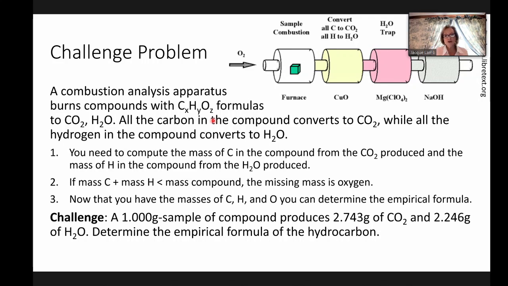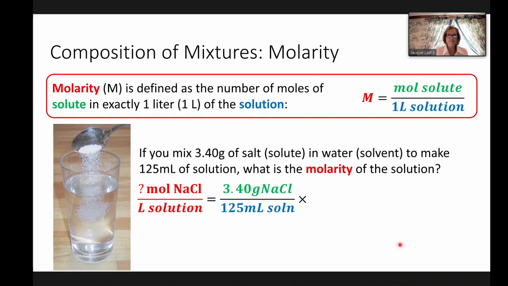If you convert this to mass of carbon first, you can compare the mass of carbon produced and the mass of hydrogen to determine if there's any missing percentage. In this case, if it's just carbon and hydrogen, then you can go directly to the empirical formula.